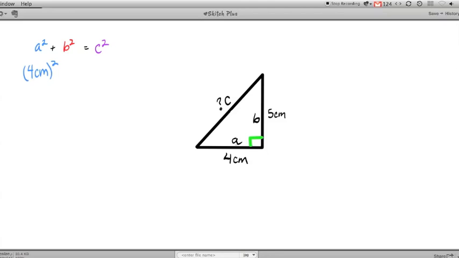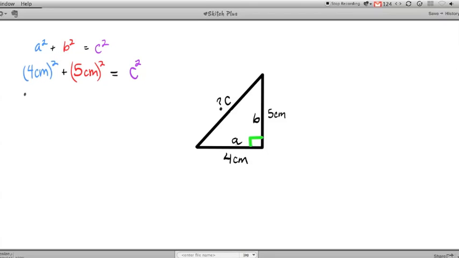And I'm going to go ahead and put in my values. So I have A, 4 centimeters squared, plus B, 5 centimeters, and I'm going to square that as well. And that equals my C squared, my hypotenuse squared. Now I'm going to go ahead and do the calculation. I have units in here. We're going to be careful with those.